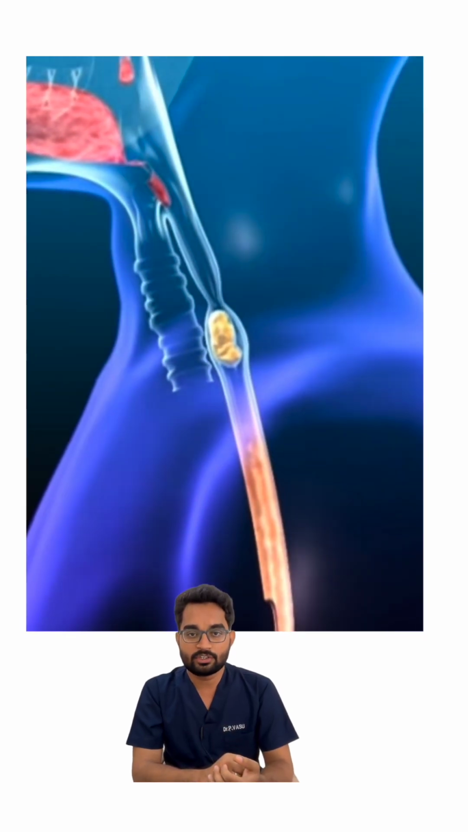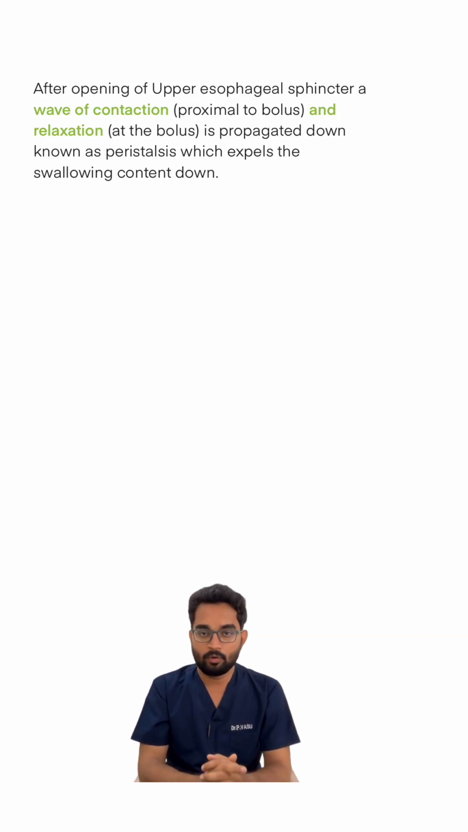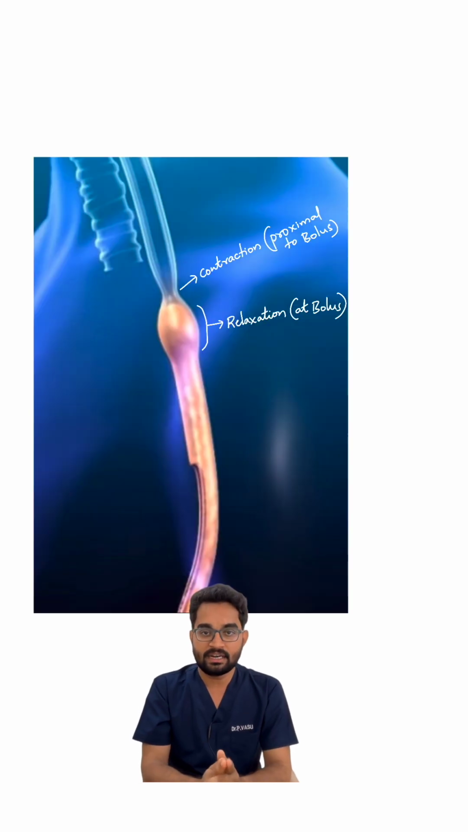This is the video of deglutition showing passage of bolus from the upper end of the esophagus into the stomach. After opening of the upper esophageal sphincter, a wave of contraction and relaxation propagates downwards. This wave is called peristalsis. Relaxation occurs at the level of the bolus and contraction occurs proximal to the bolus.